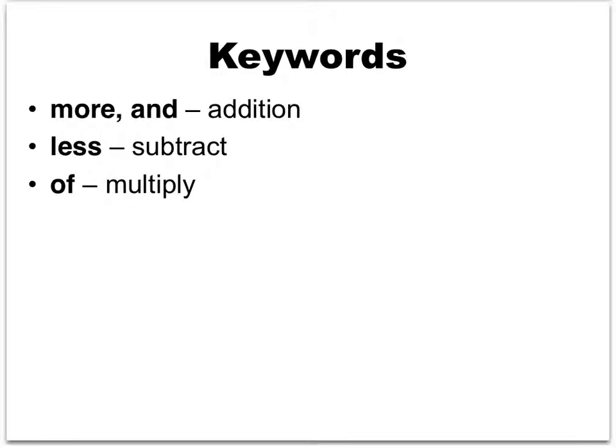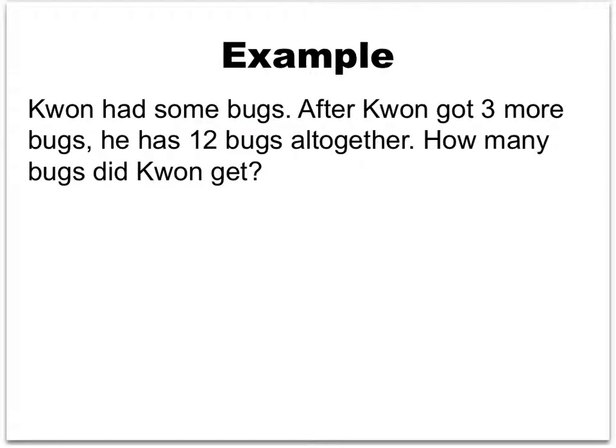But the point we want to make here is that these key words are not often reliable for determining how to set up or solve a word problem. What we're going to see is that if all we do is look for key words, we're often going to come up with the wrong equation and hence get the wrong answer. So let's illustrate what I mean by that.